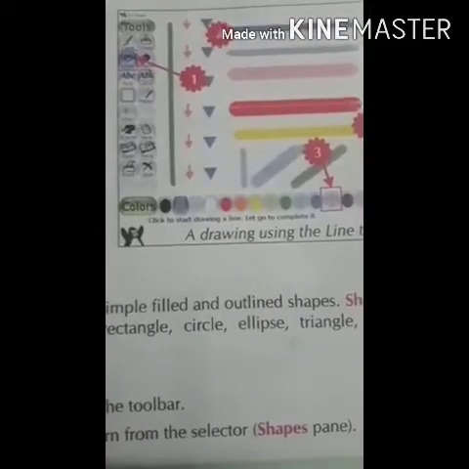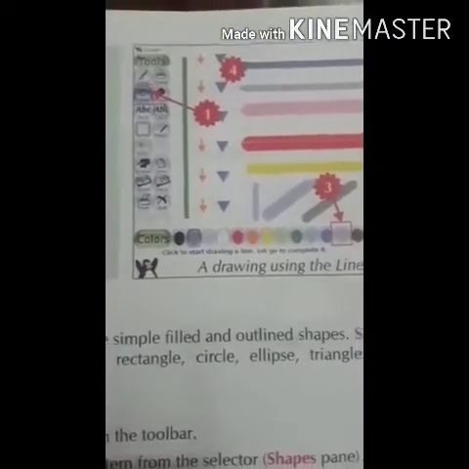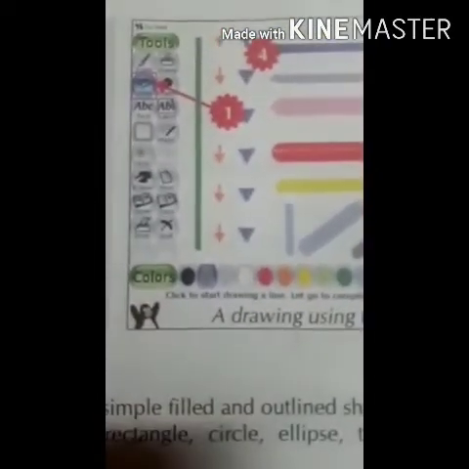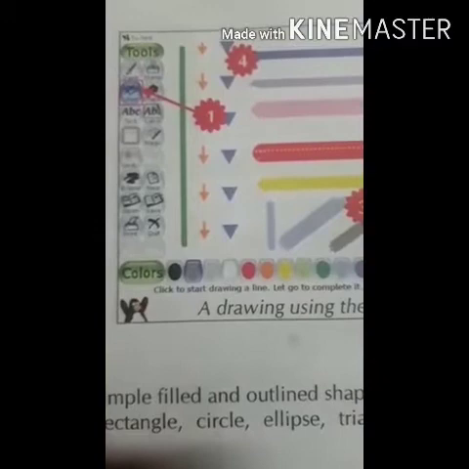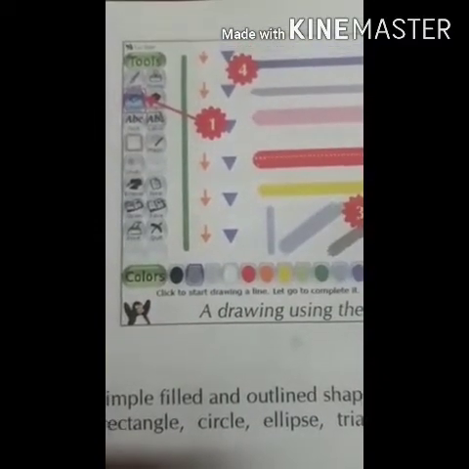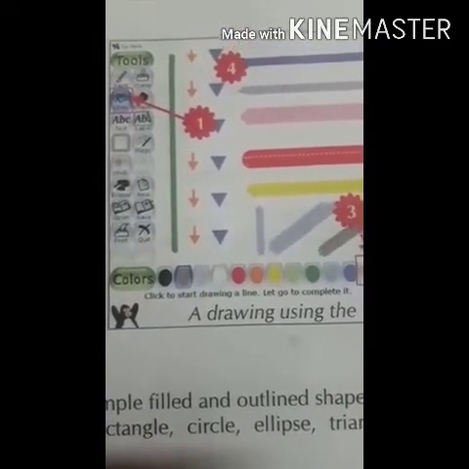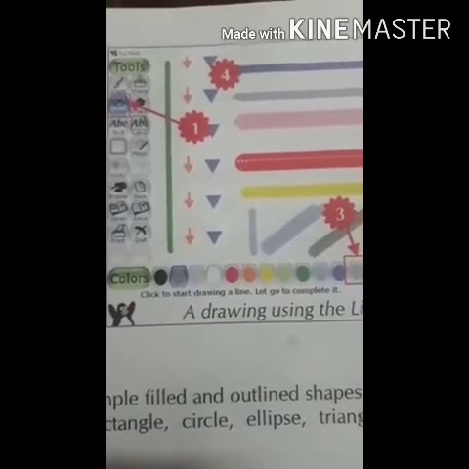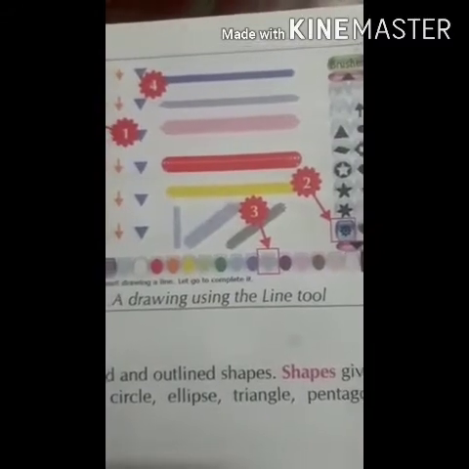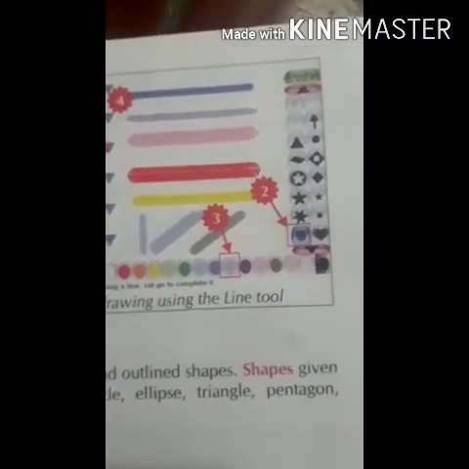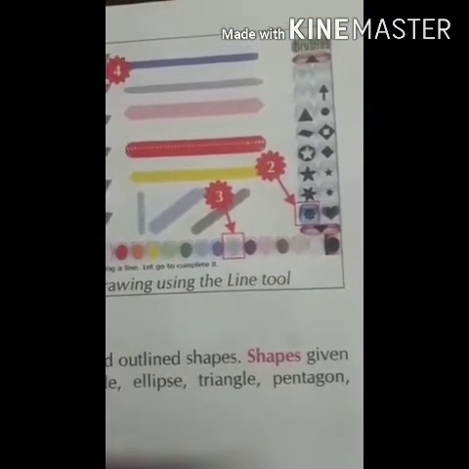Students, now we will make another drawing with the help of the line tool. See here. It is the line tool, and if you want to do the drawing with the help of the line, then first of all you have to click on the line tool from the toolbar. When you click on the line tool from the toolbar, see, different types of lines will appear in front of you. From the selector, you have to select any one type of line to make your drawing.